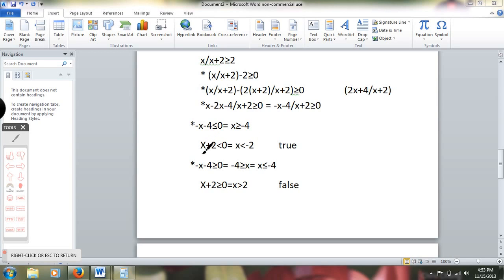Now we go to this one. x plus 2 is less than 0. That turns into x is less than negative 2. Now we can have that because x is less than negative 2, but it's greater than negative 4, which means it could be negative 3 or anything between that.